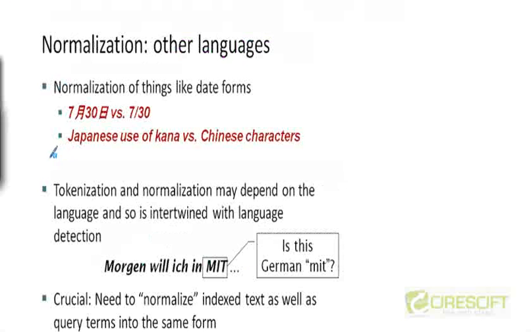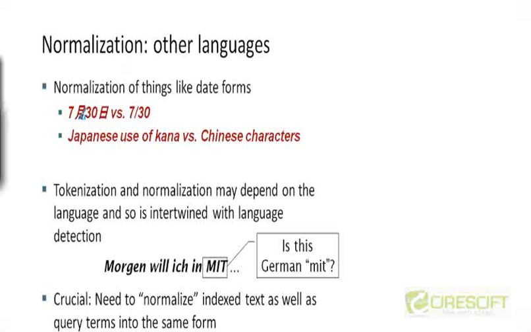Other examples of normalization, we looked at some of these last time. We looked at the fact that dates can be written in different ways. The way dates are written in Europe, the way dates are written in America, the way dates can be written using these three numbers separated by slashes, or writing down the full month, March 30th, 2010, or something like that. All those different ways of writing dates need to be normalized to a single term if the date is the same. So this applies even to other languages.